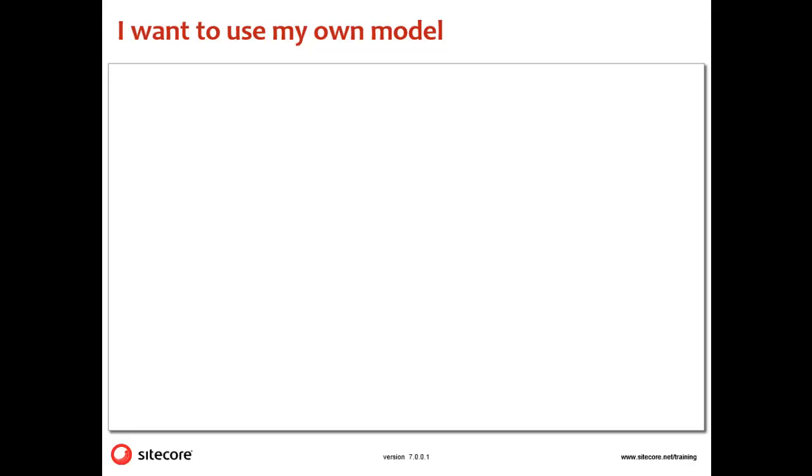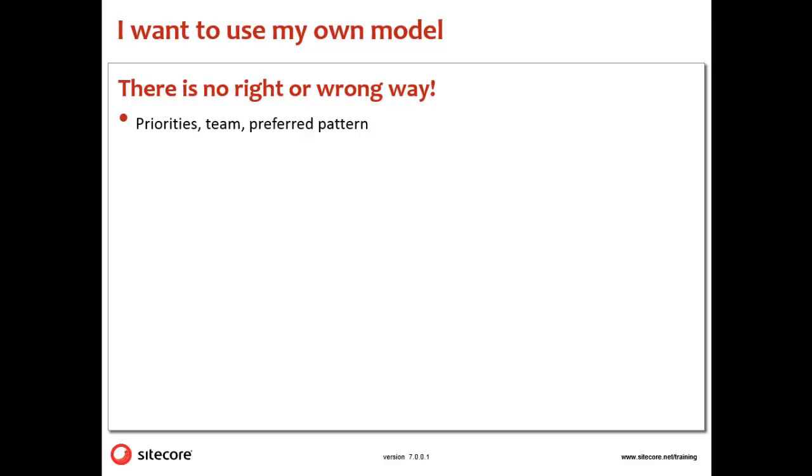Up until this point, we've only used Sitecore's rendering model. However, that may not be appropriate for your particular project. In this section, I'm going to show you how to create custom models in the context of a Sitecore project. Before we start, it's important to note that there is really no right or wrong way to do this. It depends on your priorities, what your team are like, or if you have any preferred patterns. Ultimately, the goal is identical. You want to get data out of Sitecore and into a model that you can work with.